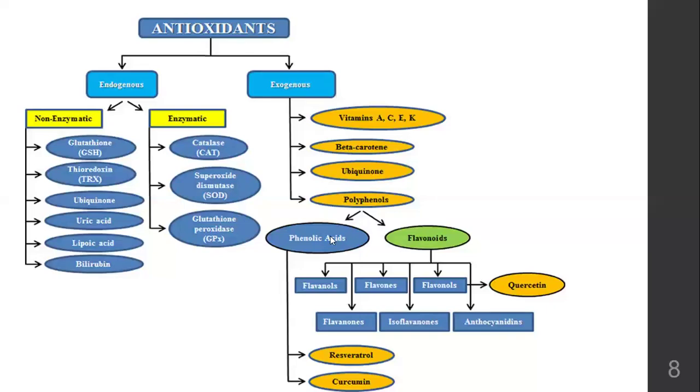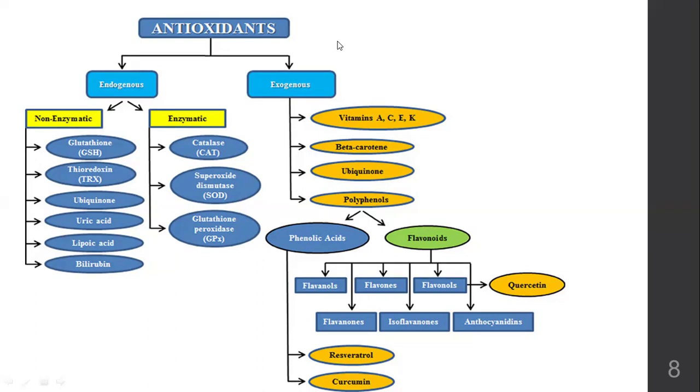So polyphenols also are of two different types. You have phenolic acids, flavonoids. Flavonoids are present in tea. Phenolic acids like resveratrol. Resveratrol is present in grapes. Curcumin is present in turmeric. So these are the types of polyphenols. Good antioxidant property.